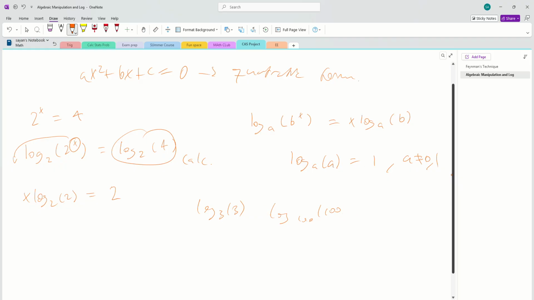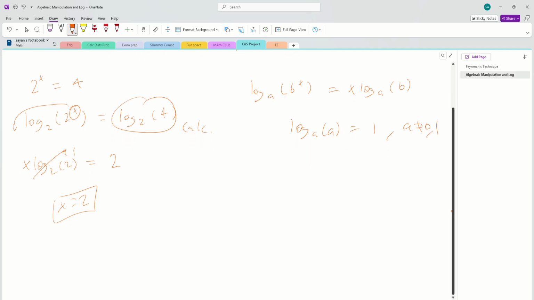Okay. So this is just 1. We get x equals 2. So that's how you would algebraically solve this equation. Why is this helpful? Well, because you might get an even more complicated equation.